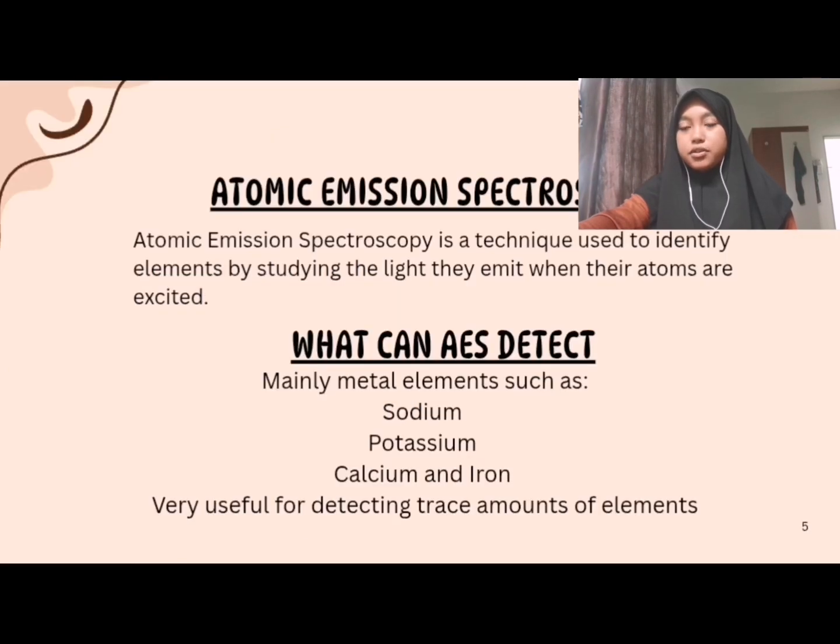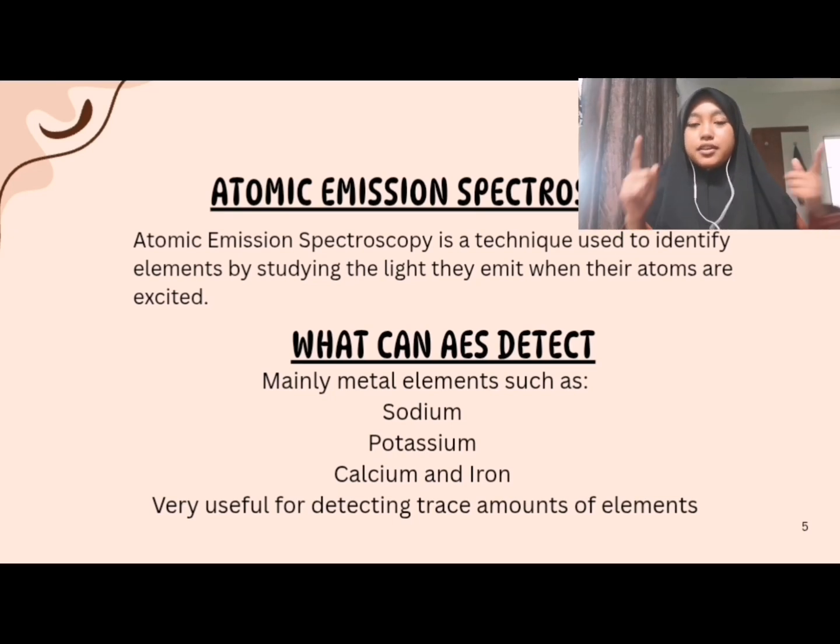Next is atomic emission spectroscopy. So what is it exactly? Atomic emission spectroscopy is a technique used to identify elements by studying the light they emit when their atoms are excited. So it could be purple, yellow, green, and everything. What can it detect? Mainly sodium, potassium, calcium, and iron. It is very useful for detecting trace amounts of elements.